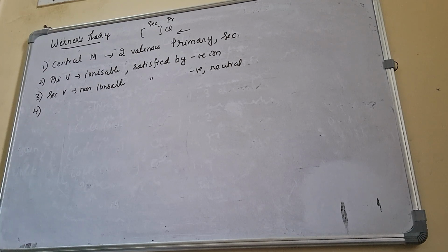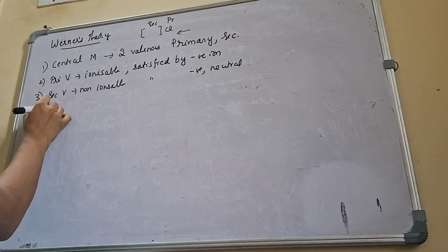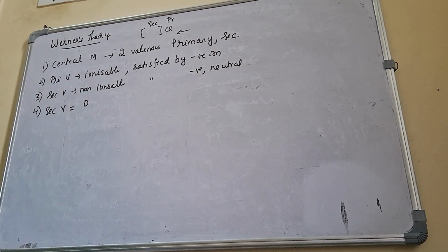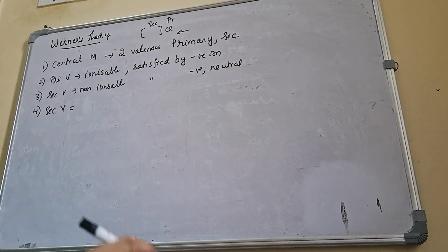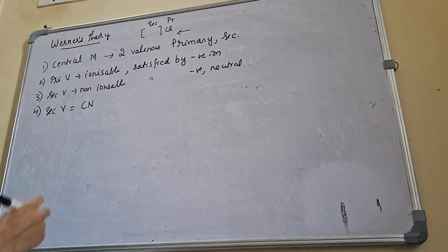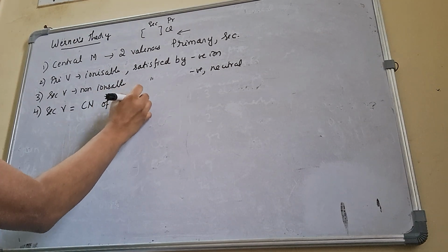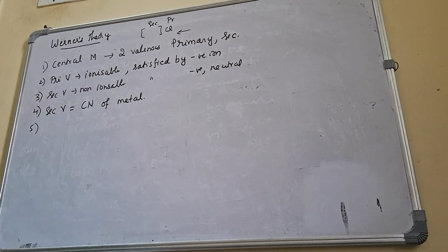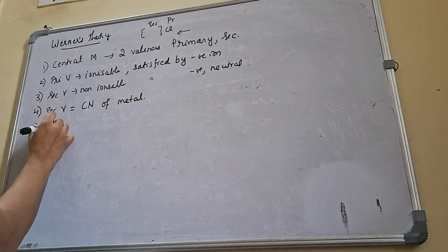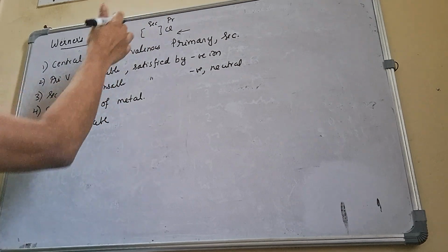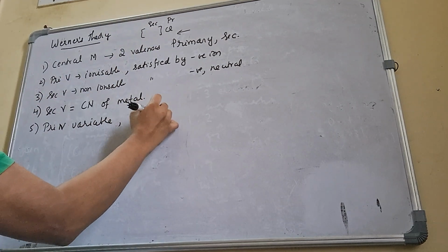Next, the fourth one: the secondary valency is equal to the coordination number of the metal. The secondary valency is nothing but the coordination number, that is, how many ligands are attached. The secondary valency itself is the coordination number of the metal, and the primary valency is variable. We have seen that, right? But secondary is fixed for a given metal.